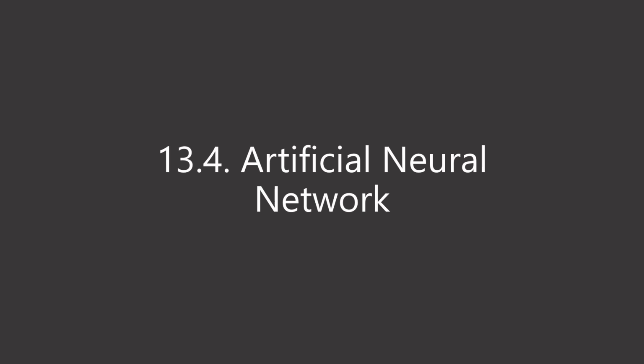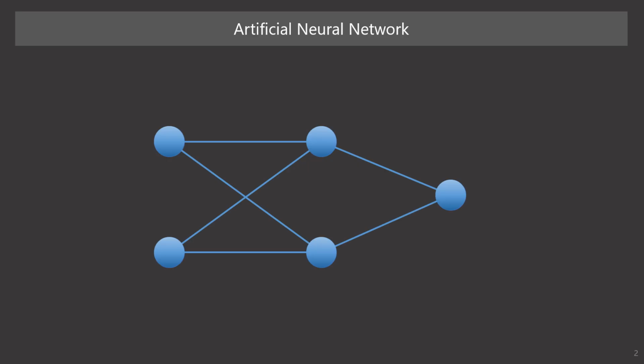Chapter 13, Section 4, Artificial Neural Network. This section covers what an artificial neural network is. An artificial neural network is designed as an imitation of a neural network in our brain. It mathematically models the function of a brain's neural network. An artificial neural network consists of connected nodes. Its structure is almost the same as that of a multi-layer perceptron.